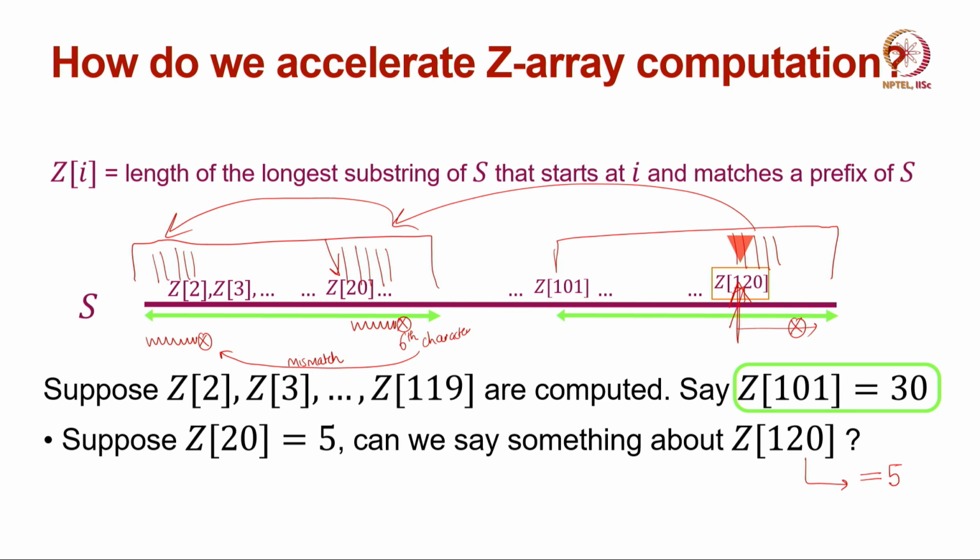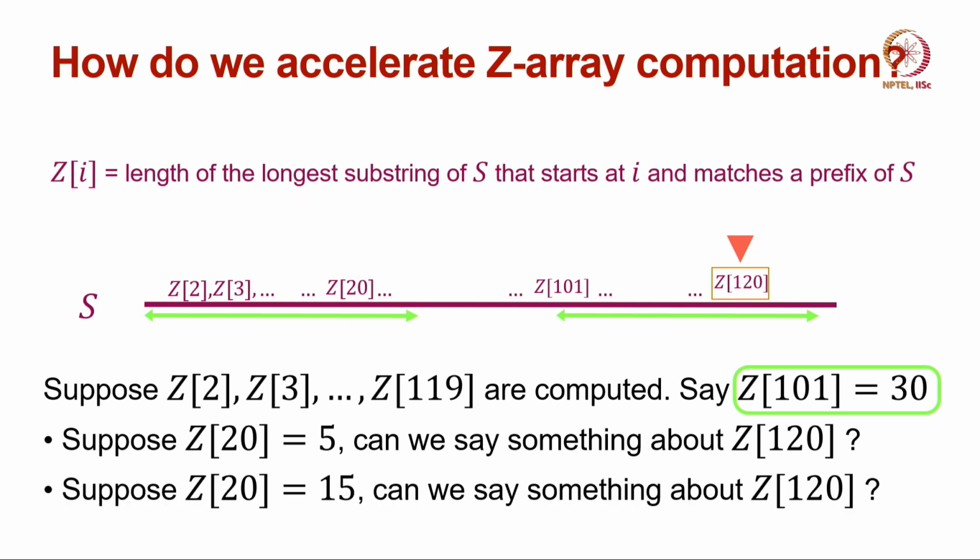So this was one case where we can utilize the previous values. What about another case? Suppose I give you this information instead: suppose Z20 is now 15 instead of 5. Can we say something about Z120 in this case?